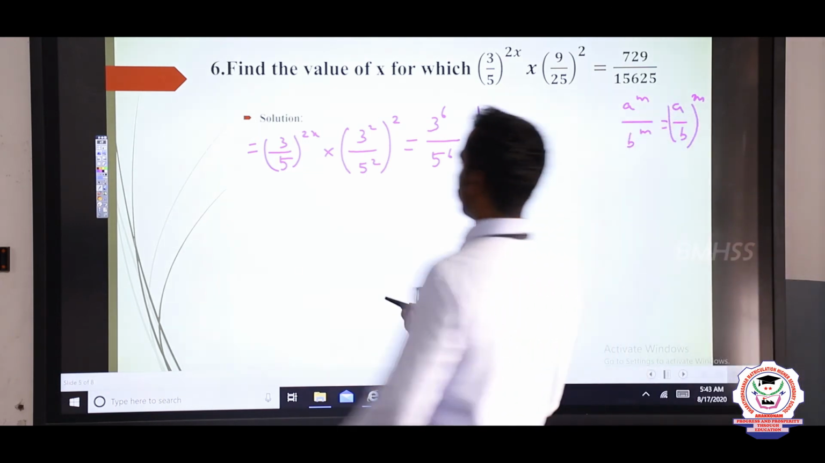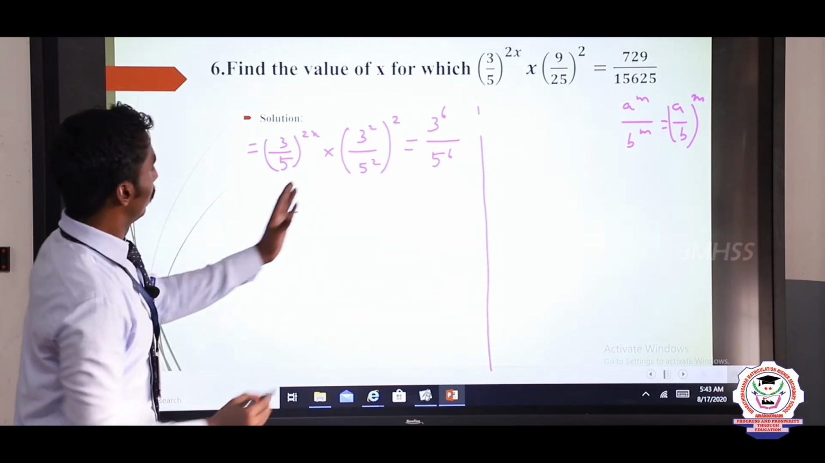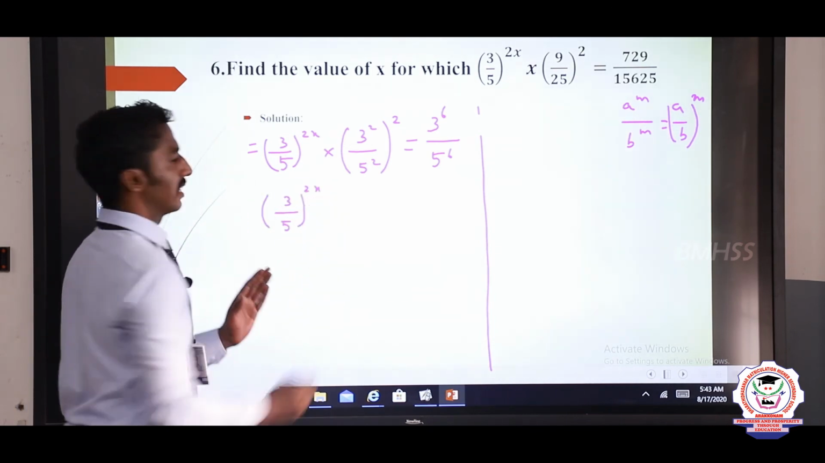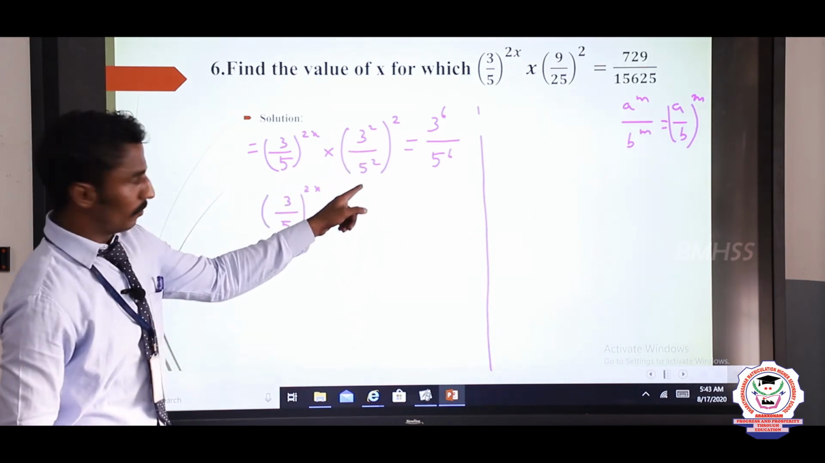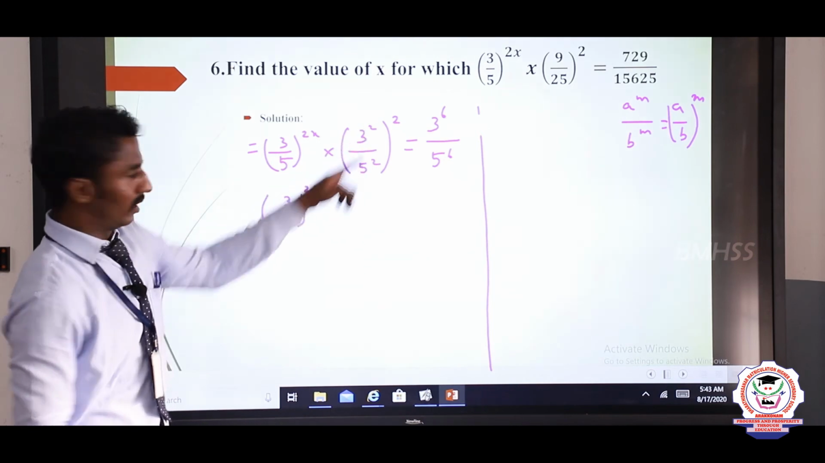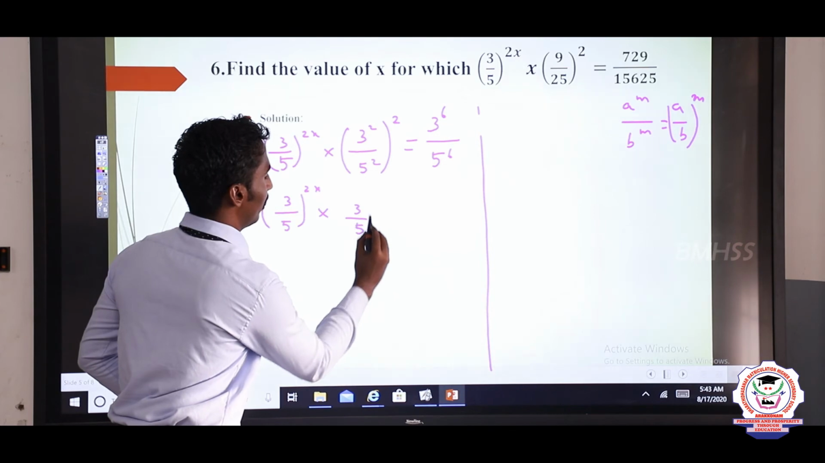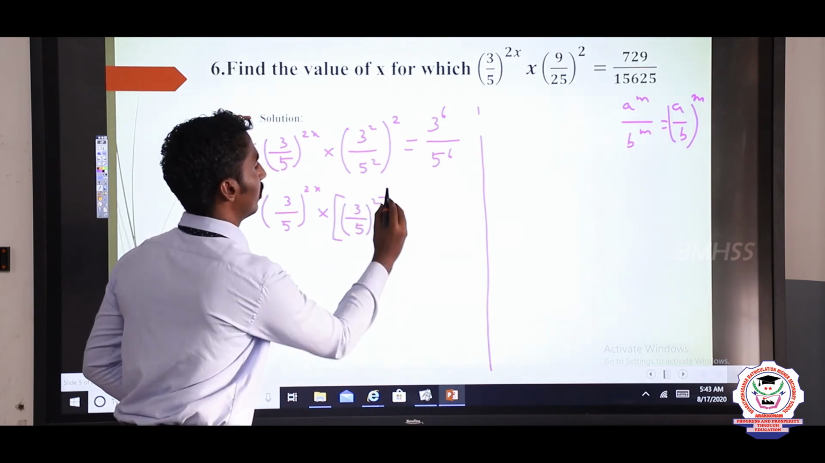So listen, 3 by 5, here also 3 by 5 whole power 2x. Listen, 3 power 2, 5 power 2. So bases are different, powers are equal, 2, 2 only. So into 3 by 5 whole square, this whole power 2.